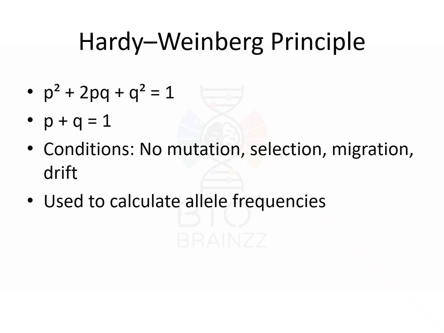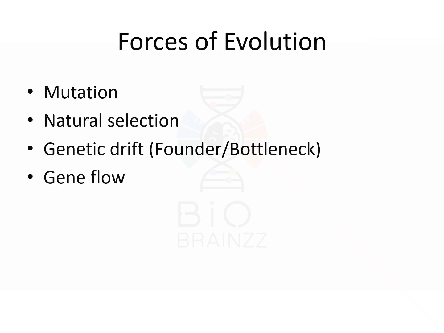Hardy-Weinberg equilibrium describes how allele frequencies remain constant in an ideal population. The equation p² + 2pq + q² = 1 predicts genotype frequencies. If real populations deviate from this, evolution is occurring.